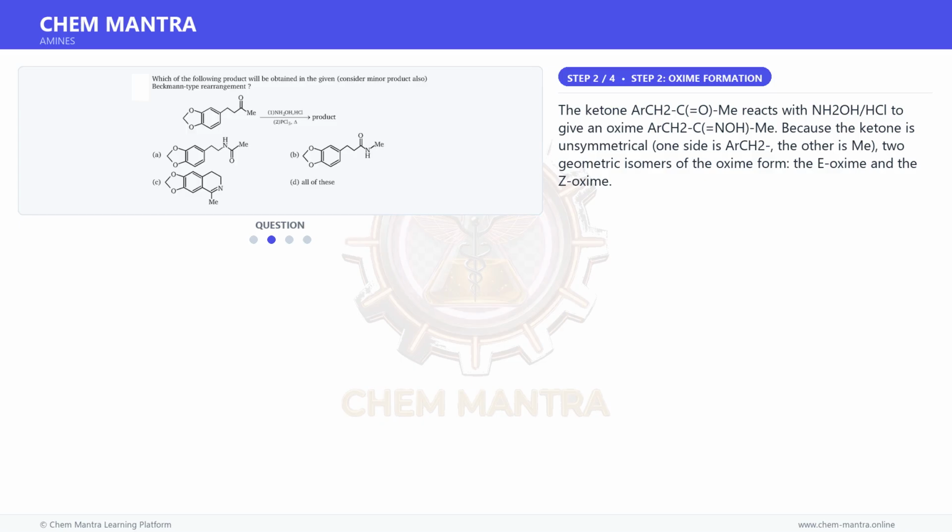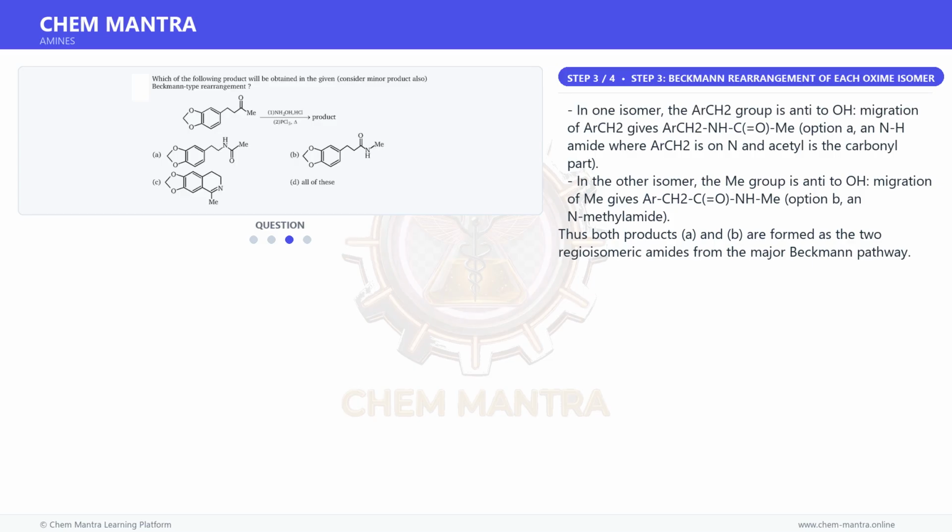The ketone ArCH2C=O(Me) reacts with NH2OH·HCl to give an oxime, ArCH2C=NOH(Me). Because the ketone is unsymmetrical, one side is ArCH2, the other is Me, two geometric isomers of the oxime form, the E-oxime and the Z-oxime. Moving on to the next step.